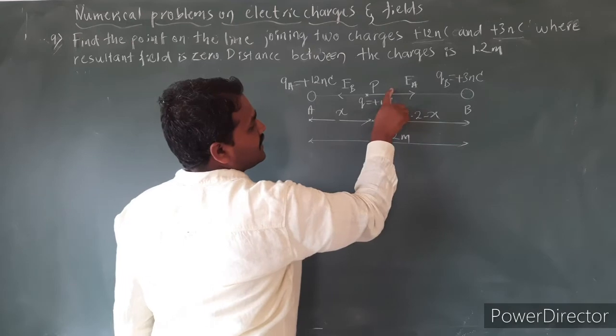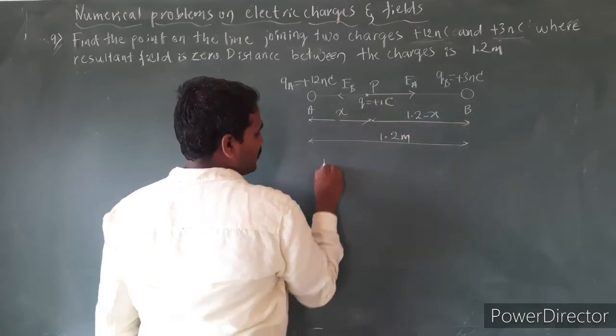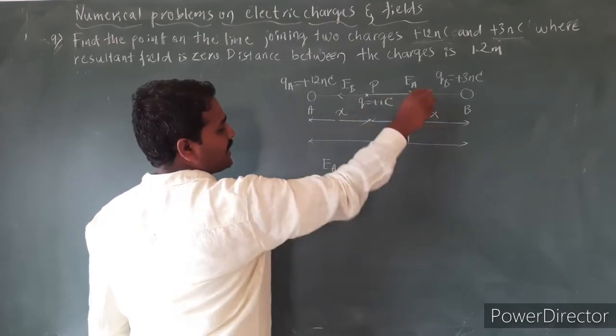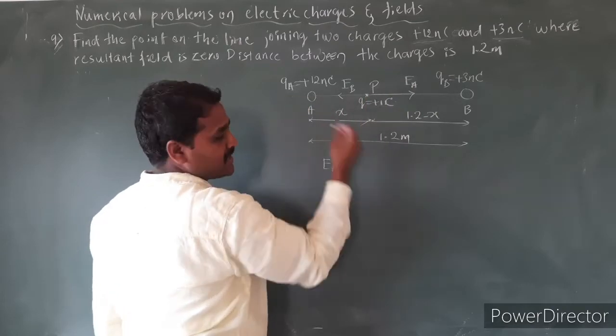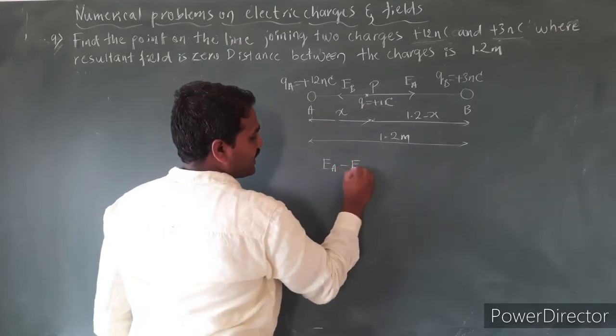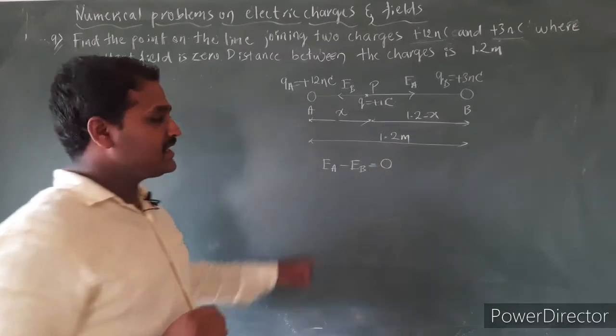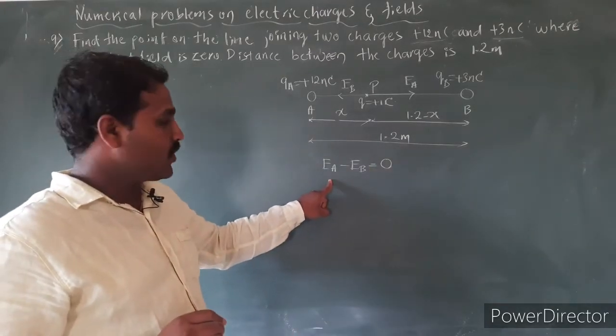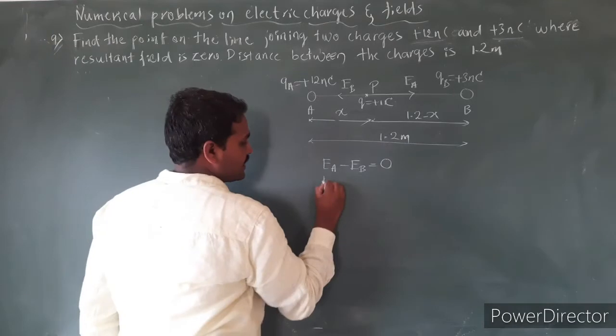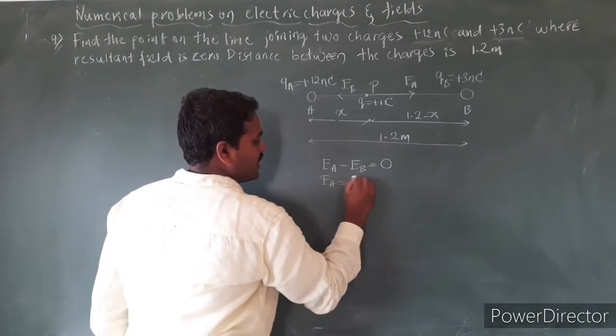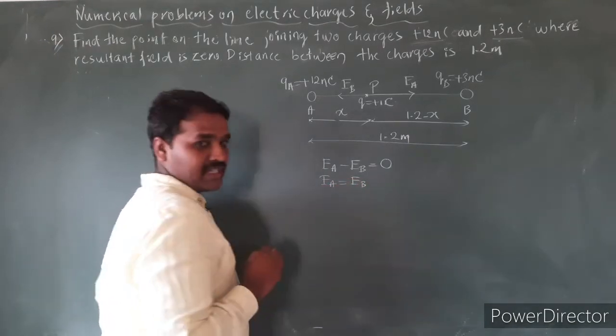If I take the direction of electric field as positive, so EA is positive, EB I must take as negative here. I can write EA minus EB is equal to 0. This is the data they have given. Or simply I can write EA is equal to EB here.